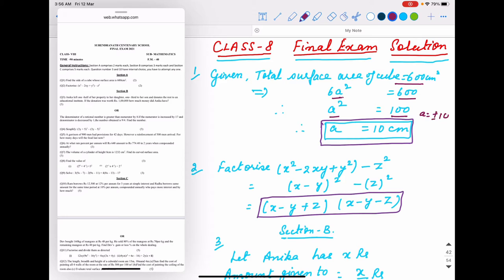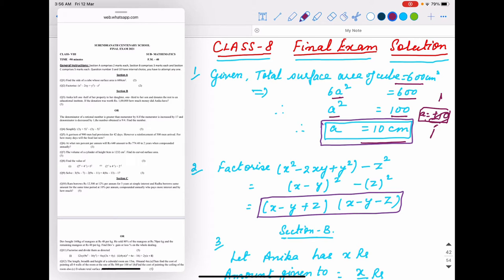Plus minus 10, because if a is plus 10, its square is 100, and if minus 10, then also we will get 100. But we don't take minus 10, because the side of a cube is never negative. So we take a is plus 10. So a is plus 10 centimeter. This is a 2 marks question.